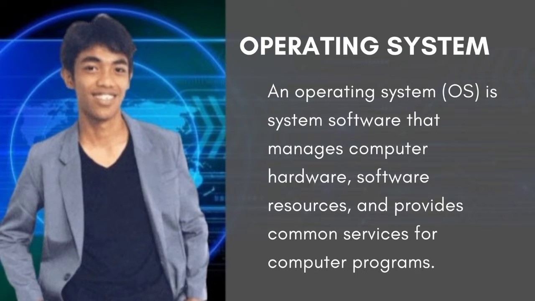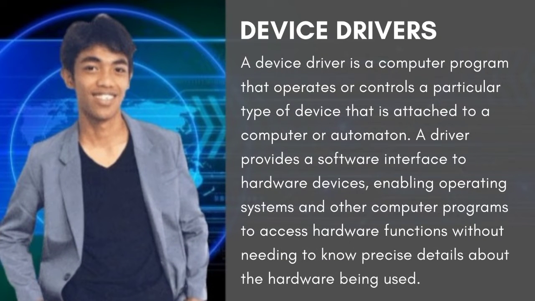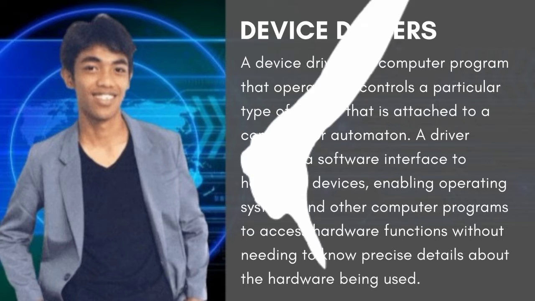So what is an operating system? An operating system, or the OS, is the system software that manages computer hardware and software resources, and provides common services for computer programs. What is a device driver? A device driver is a computer program that operates or controls a particular type of device that is attached to a computer or automaton. A driver provides a software interface to hardware devices, enabling the operating system and other computer programs to access hardware functions without needing to know precise details about the hardware being used.